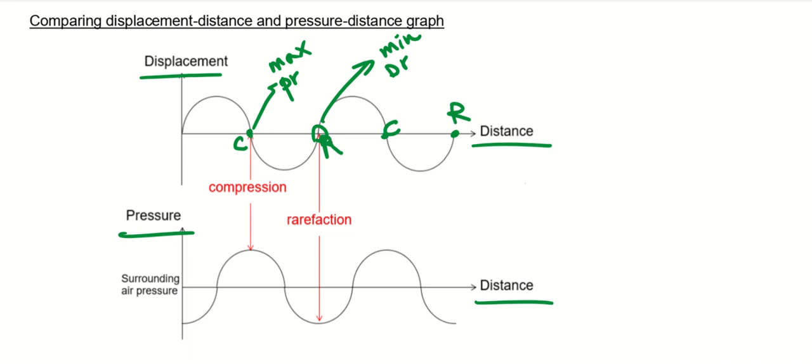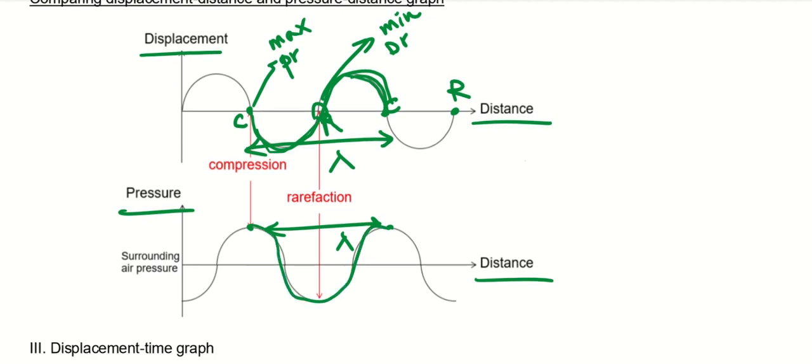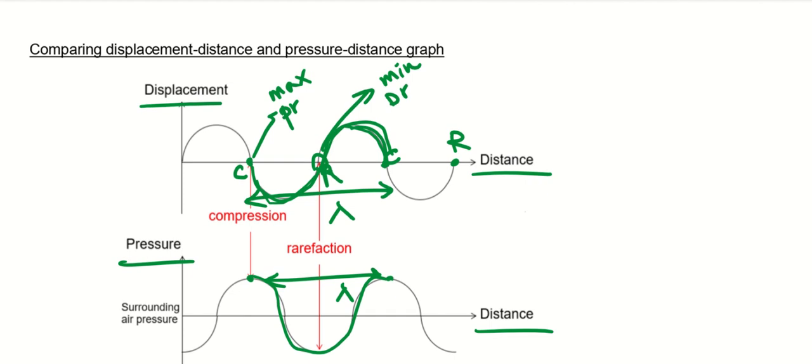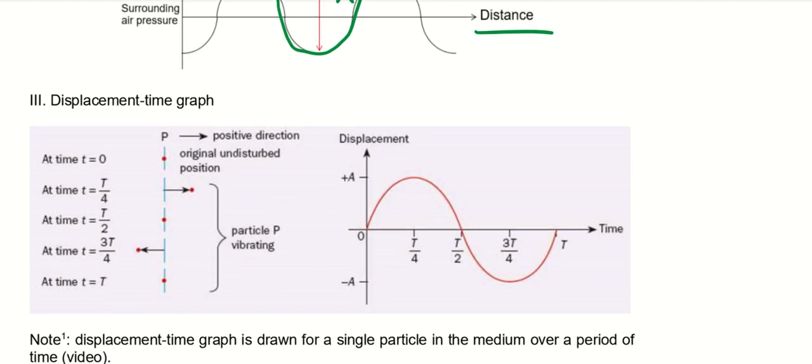Compression to compression, we can actually get the wavelength. This is my compression, this is my compression, so I can get my wavelength. Either case, you can always fall back on how we get a complete wave. To get a complete wave, that horizontal distance is going to be my wavelength. So we have a DD graph, displacement-distance, and a pressure-distance graph. Now we go to the displacement-time graph.